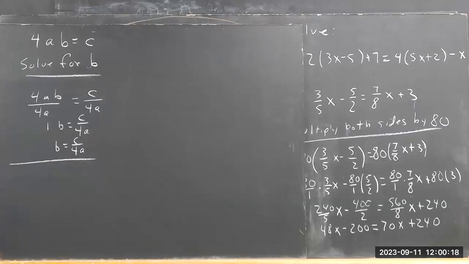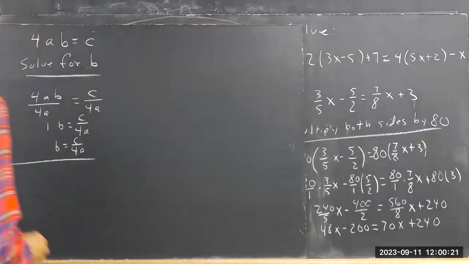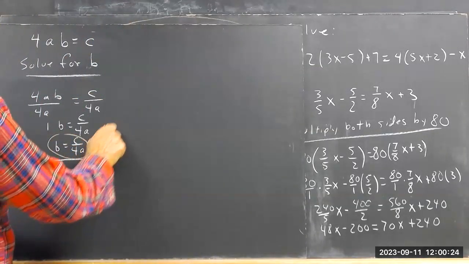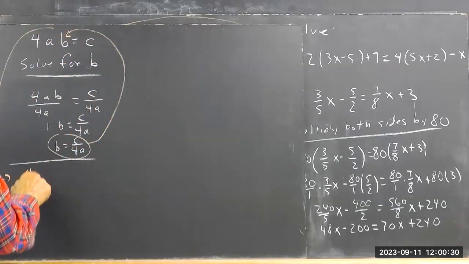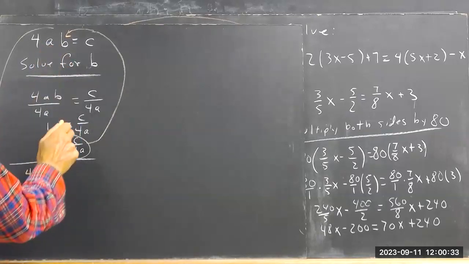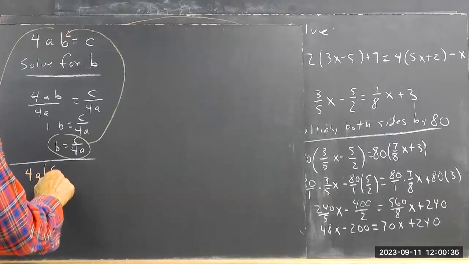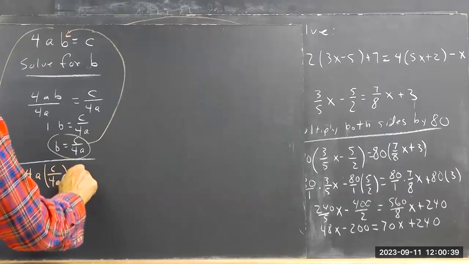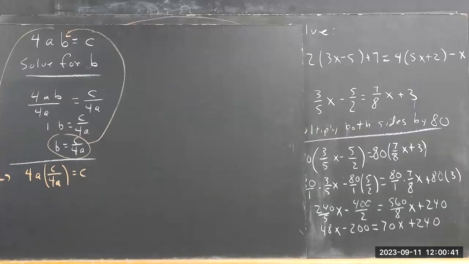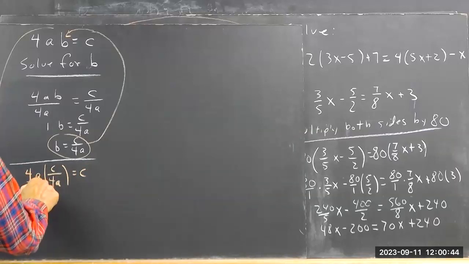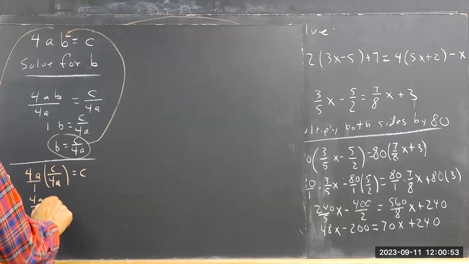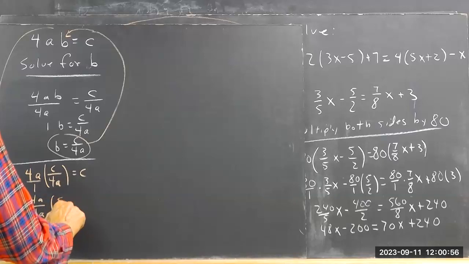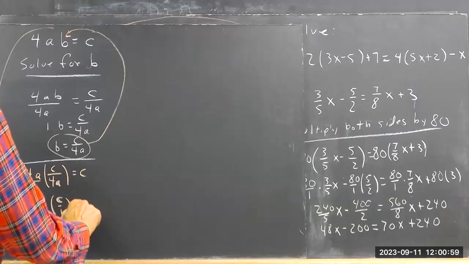Right? We check that. We have 4a, and then for b, we substitute c over 4a. Okay. Now, if you like, you can put that 4a over 1. This is the same as 4a over 4a times c over 1.